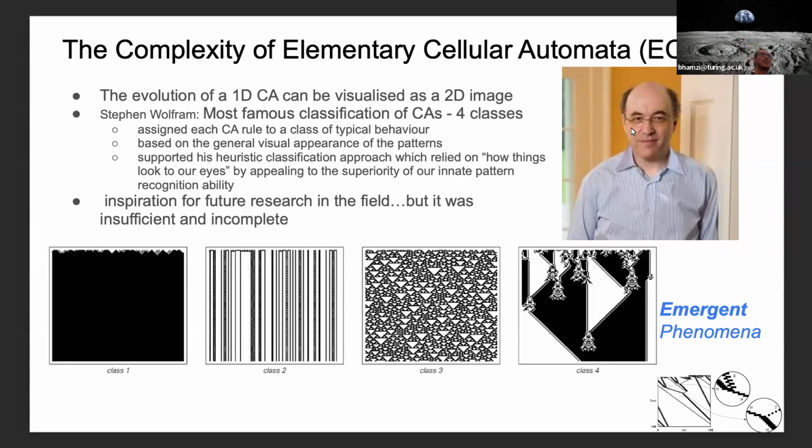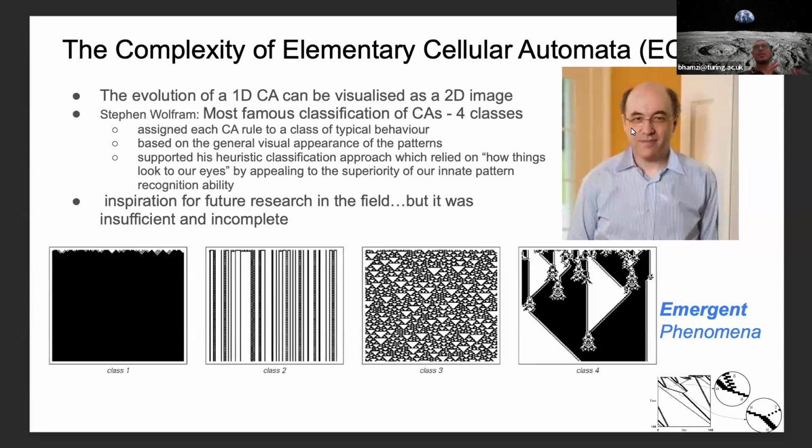Stephen Wolfram has obviously produced the most famous or popular classification of elementary CAs, where you've got the 4 different classes, the low complexity and the high complexity. The emergent phenomena typically tends to be around class 4, which has been coined the edge of chaos, but you've got class 3, which is chaotic.